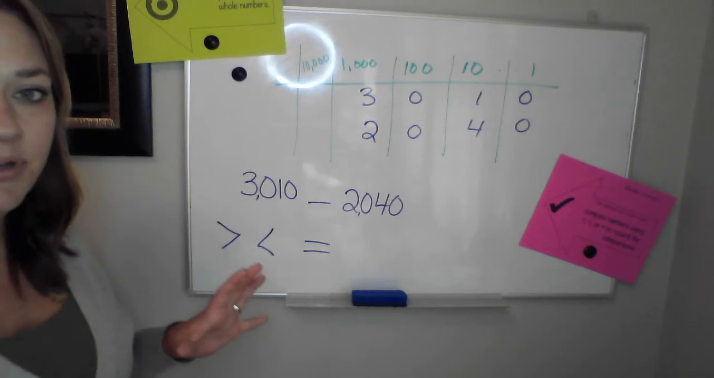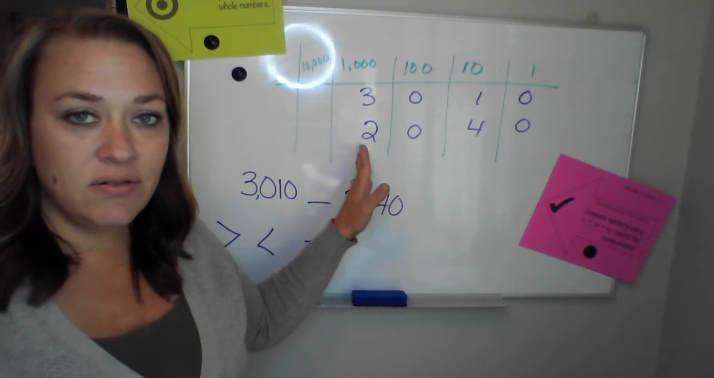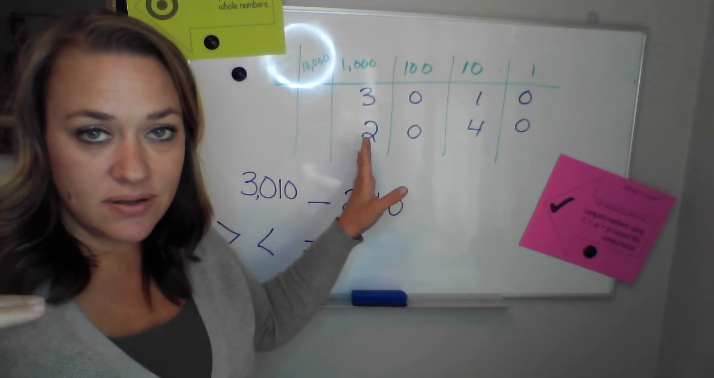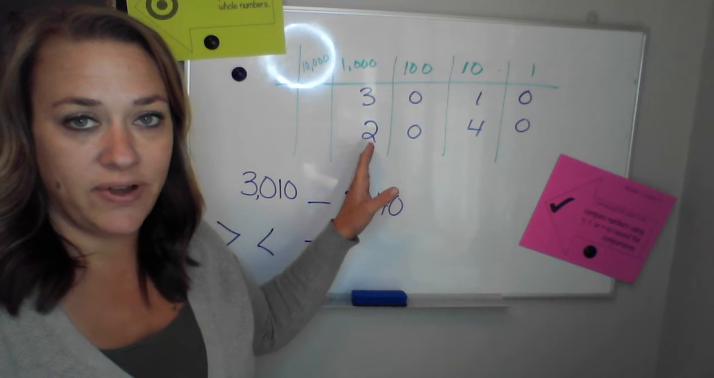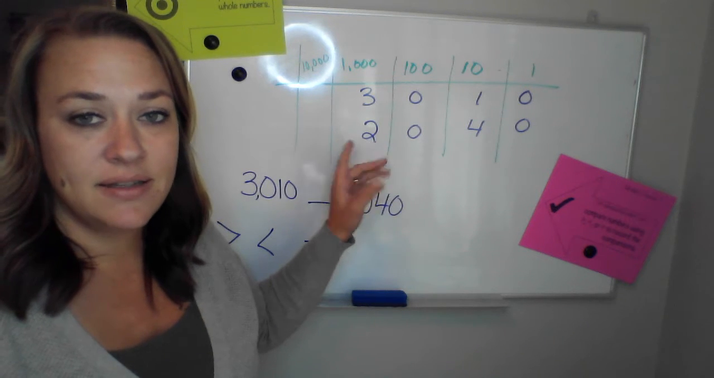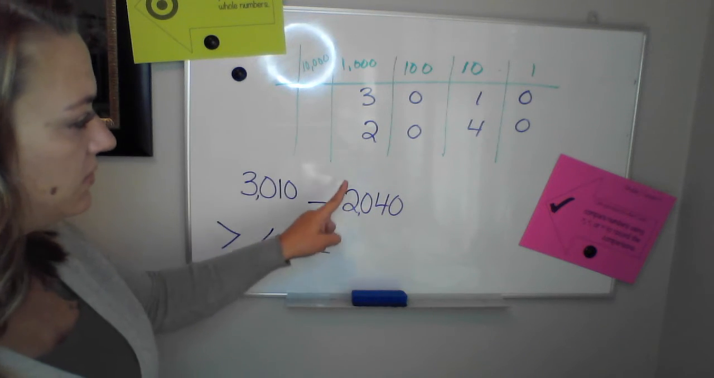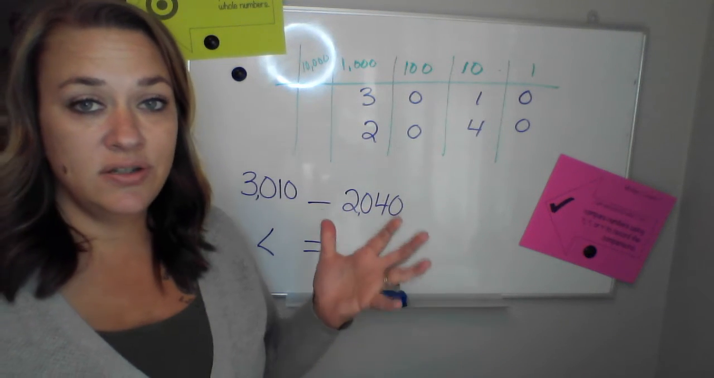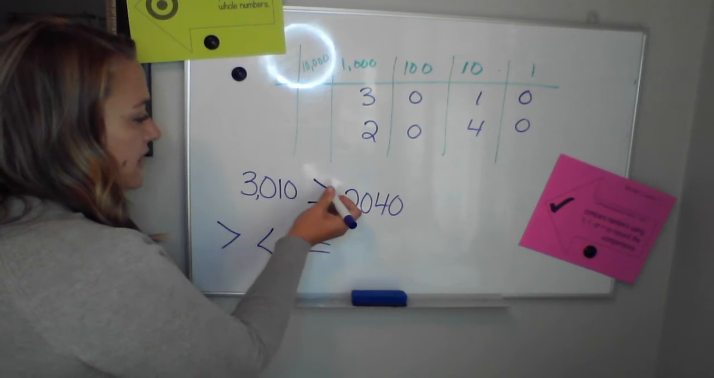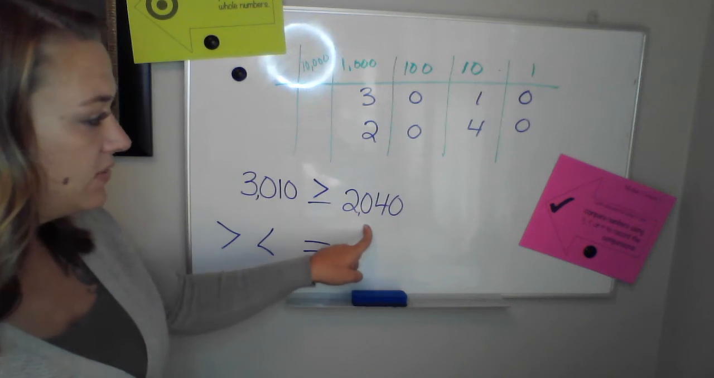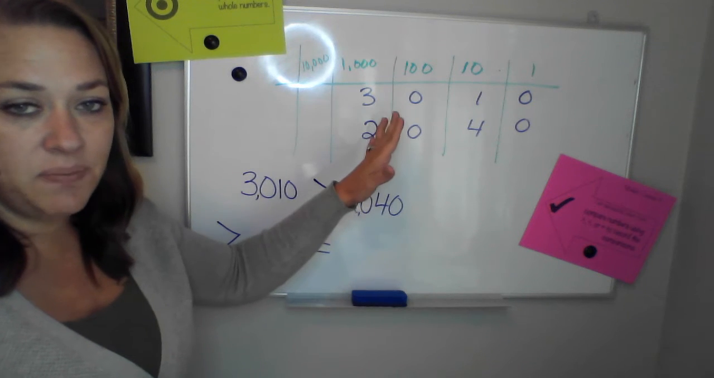So when we're comparing numbers, we want to look at the greatest value first, because if the greatest values have different values, one's going to be bigger than the other, and then we'll be able to quickly tell which one has more value or which one has less. In this case, my first number has 3,000s. My second number has 2. 3 is larger than 2, so we can quickly say 3,010 is greater than 2,040.